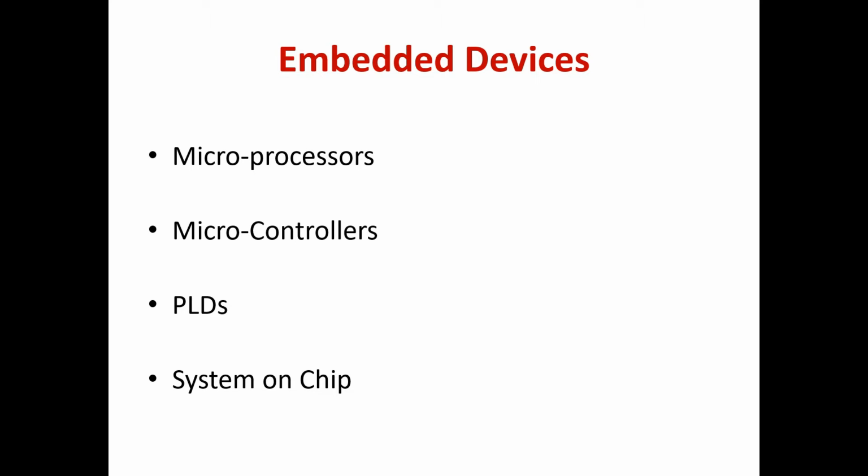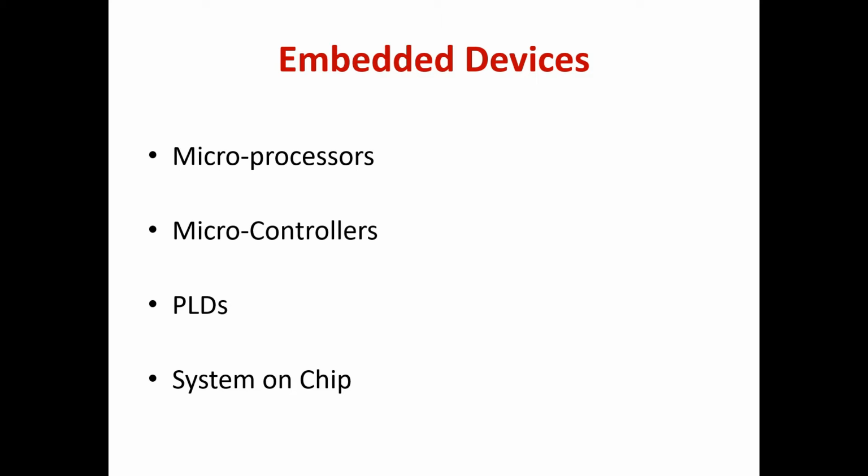Hi there. Now that we have established why we need to design embedded systems using programmable elements, let's take a look at the elements actually used as a programmable chip in embedded systems. So there are microprocessors, there are microcontrollers, there are PLDs or programmable logic devices like FPGA or CPLD, and latest there are SoCs or system on chip.